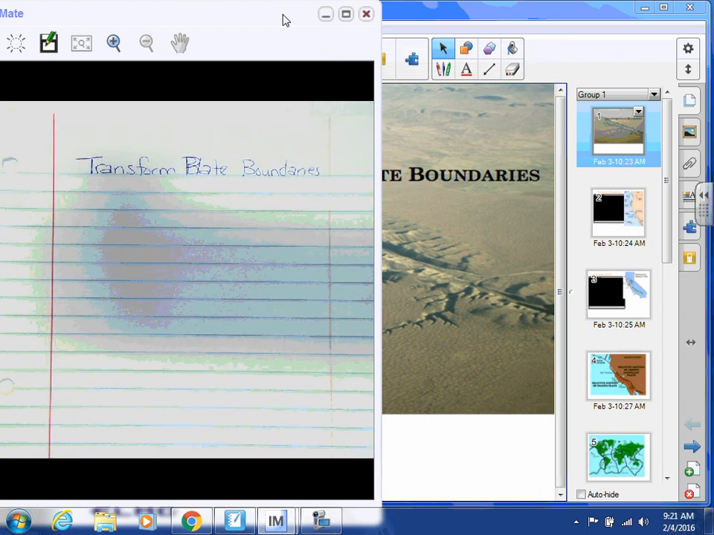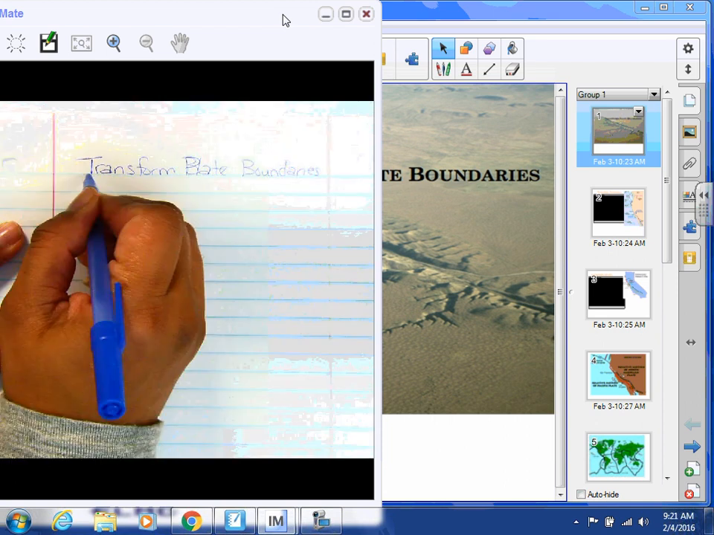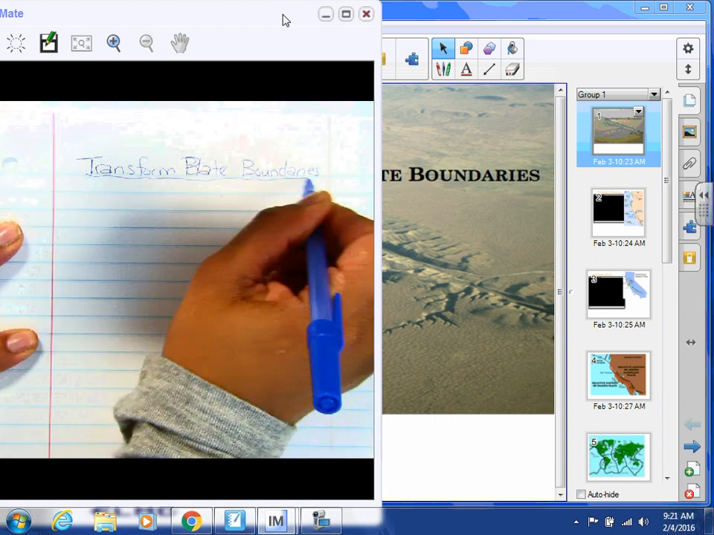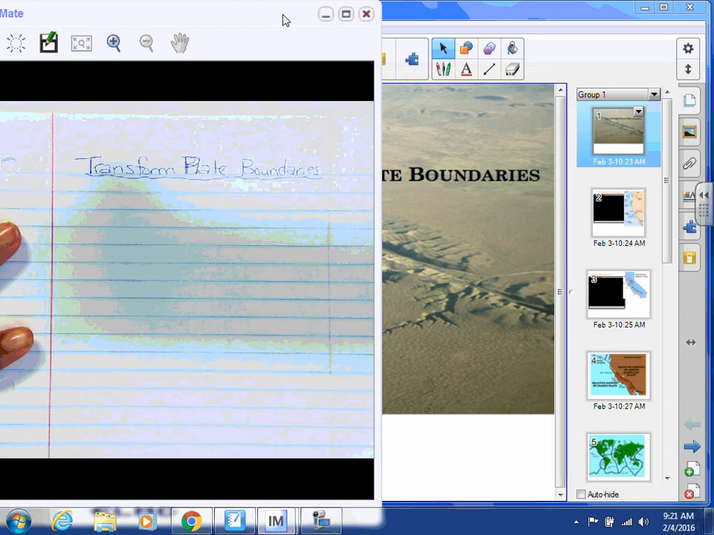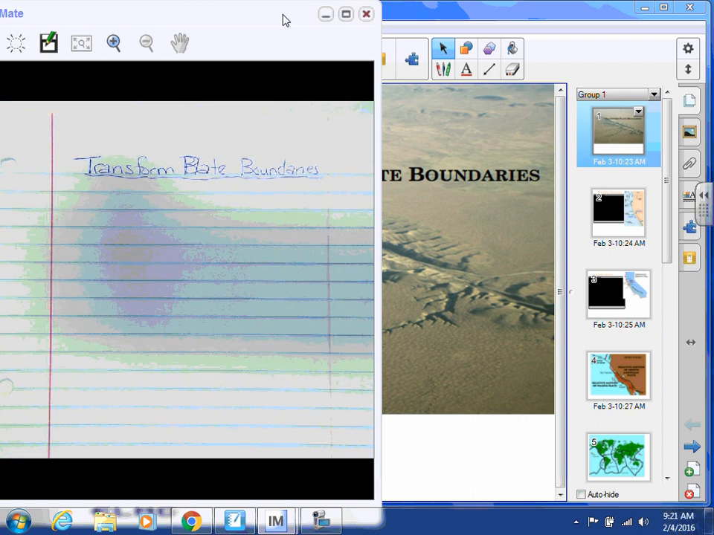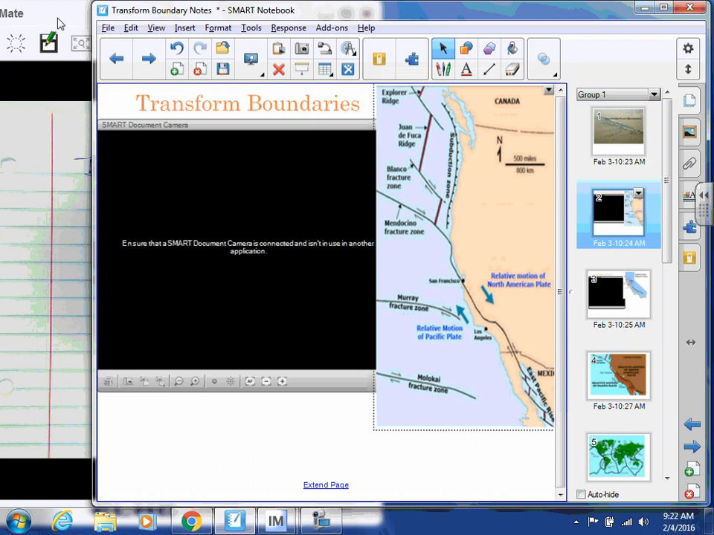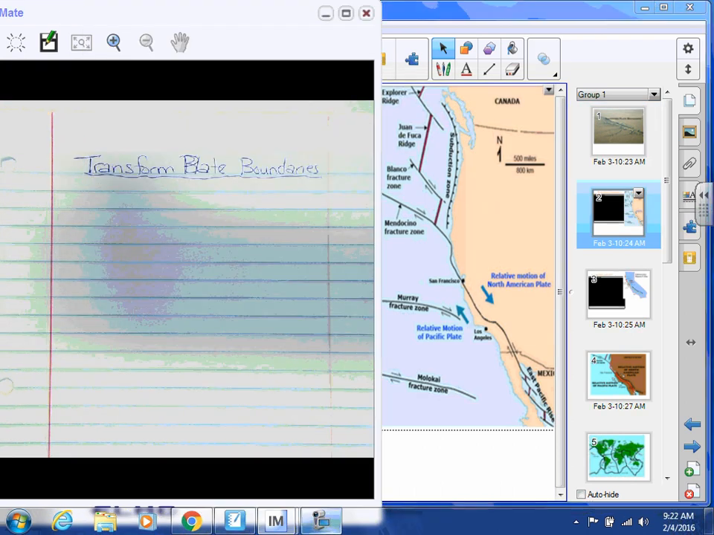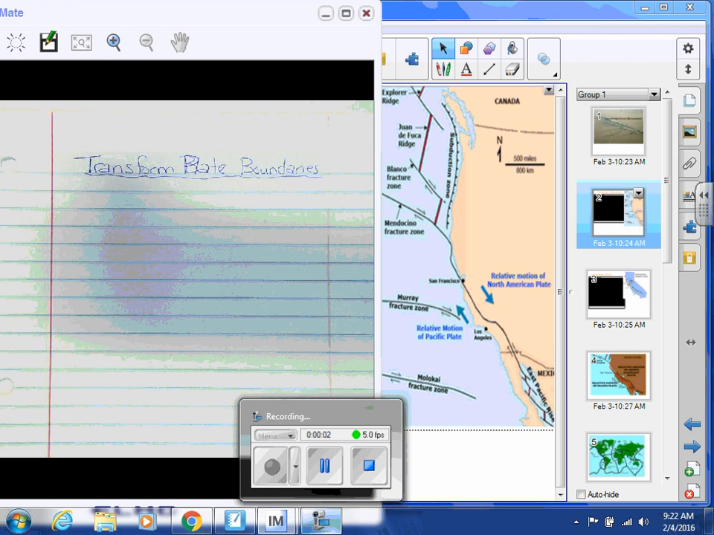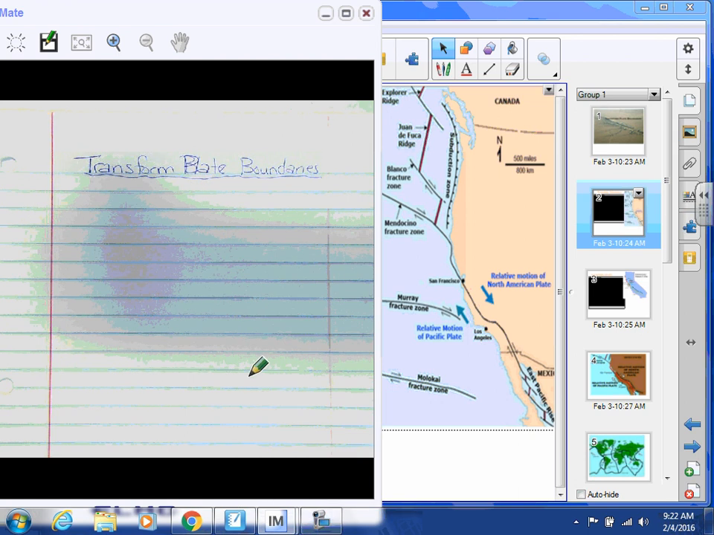And there's not a lot of notes to take for this because transform plate boundaries are boundaries that do what? Okay. They don't slide. They don't transform. They do what, Tim? They slide past each other. So that's what we're going to be taking notes on. So let's look at this particular picture here that we're seeing on the right side.